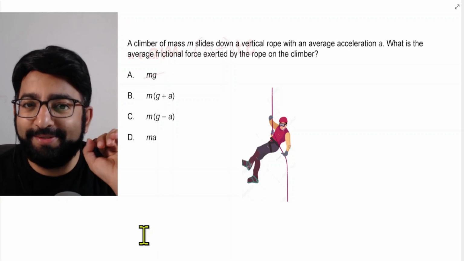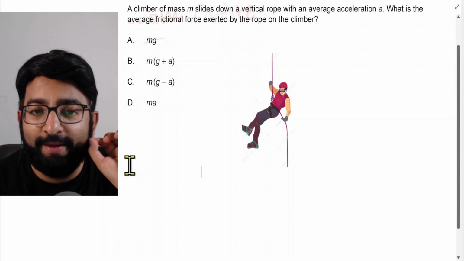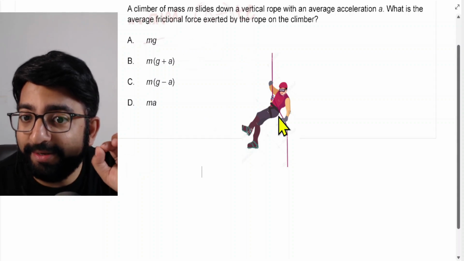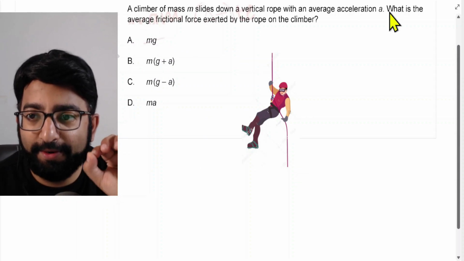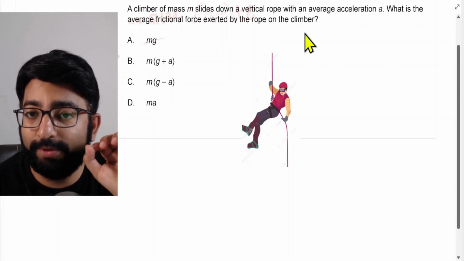All right, this question is actually on the easier side. So this is on Newton's second law. A climber of mass m slides down a vertical rope with an acceleration a. What is the average frictional force exerted by the rope on the climber?